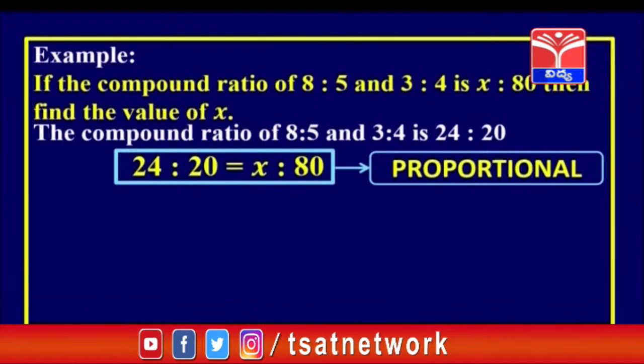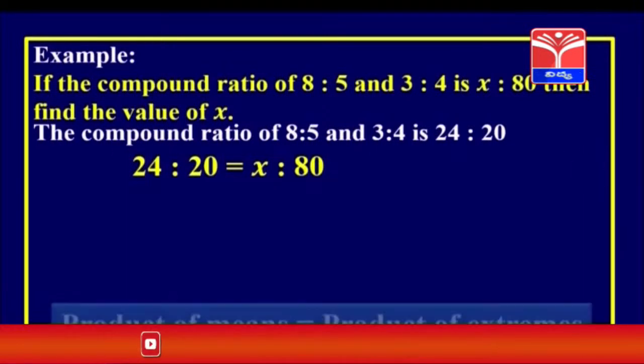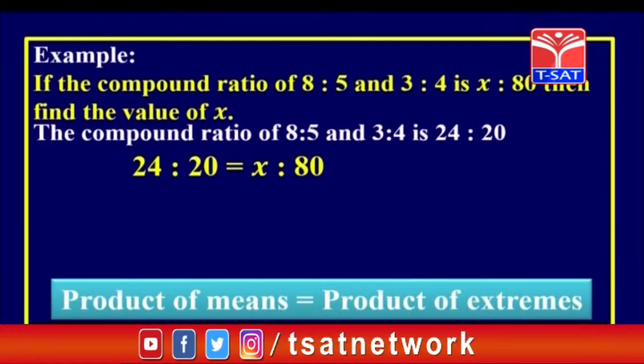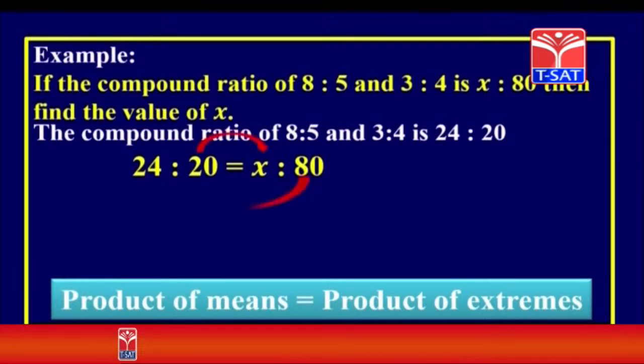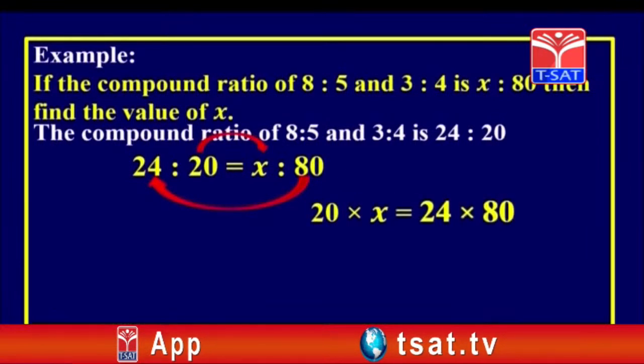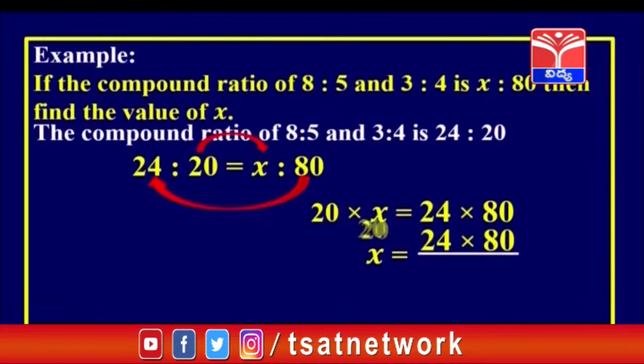Now here what do you get, children? 24:20 is x is to 80. That is, two ratios are equal. That means they are in proportion. So since they are in proportion, what can we write, children? Yes, product of means equal to product of extremes. So that means I can write 20 into x must be equal to 24 into 80. Right, children? Now let us find out the value of x. Now what is value of x, children? Yes, 24 into 80 divided by 20.